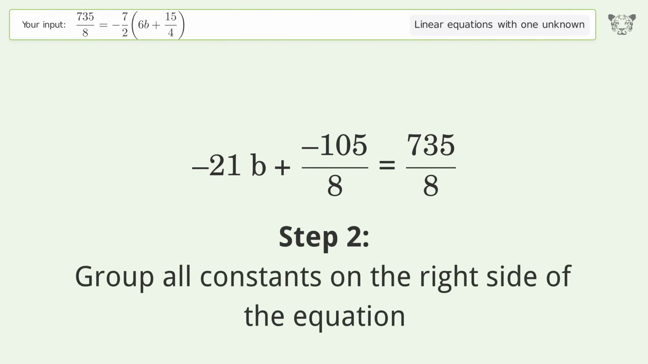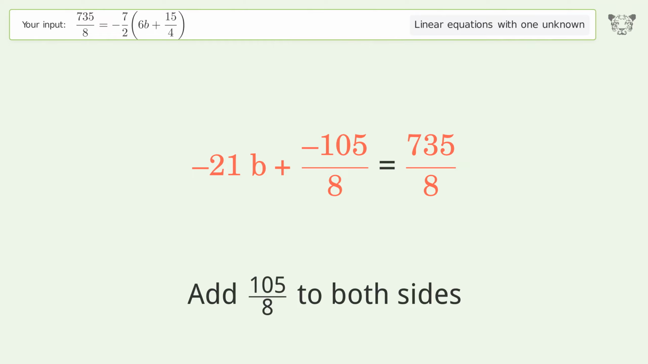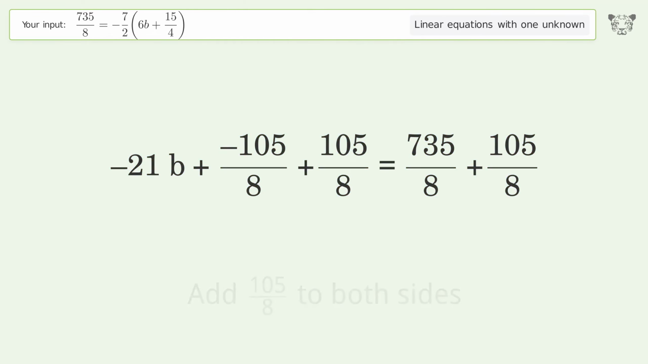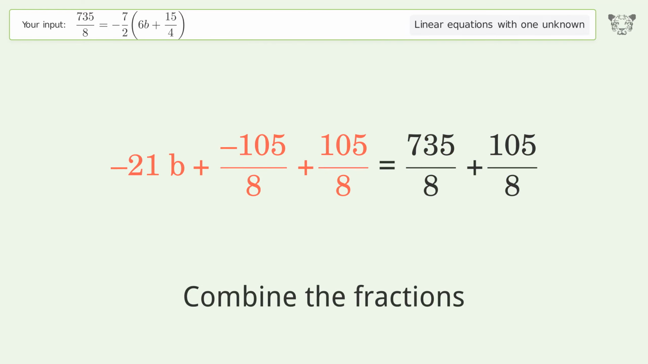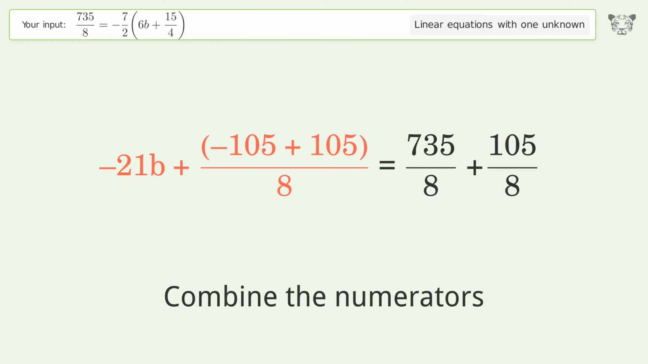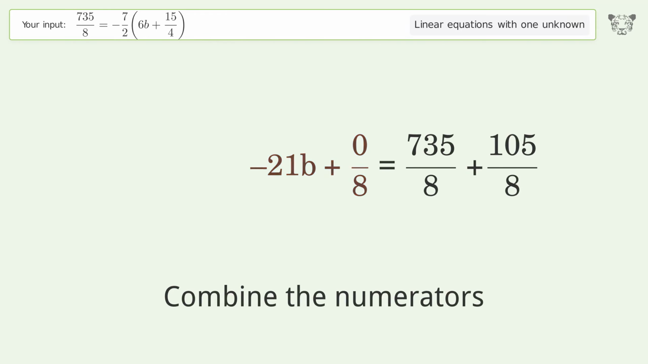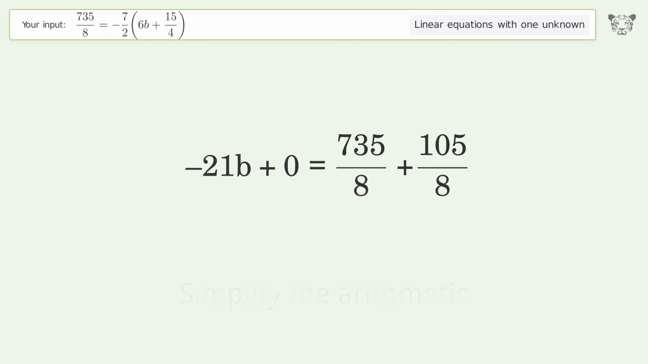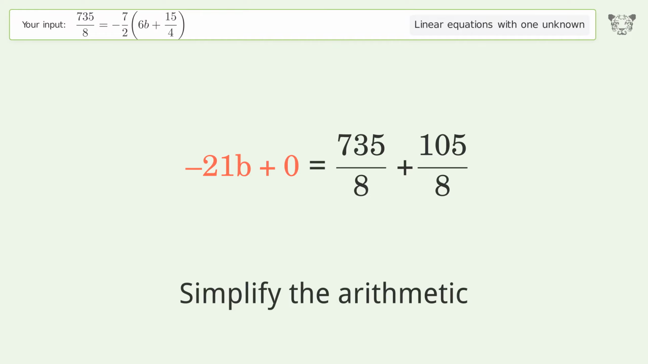Group all constants on the right side of the equation. Add 105/8 to both sides. Combine the fractions. Combine the numerators. Reduce the zero numerator. Simplify the arithmetic.